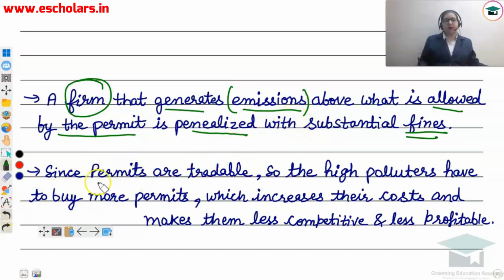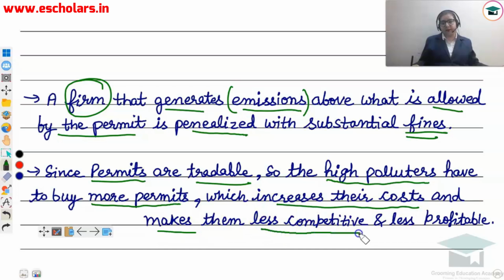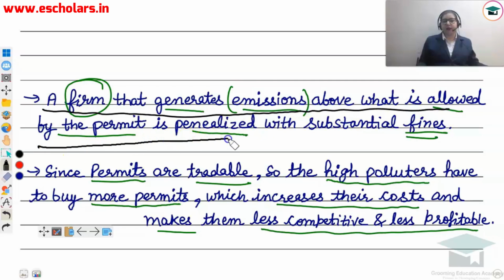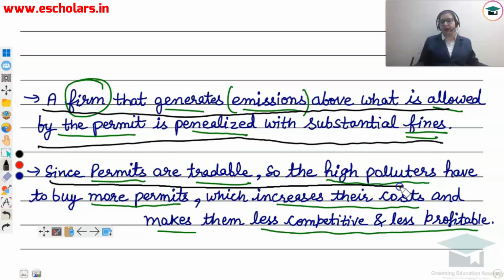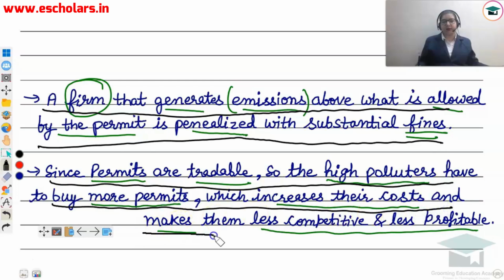Now since these permits are tradable, that is, these permits can be easily sold and purchased in the market, high polluters have to buy more permits, right? Which increases their cost and makes them less competitive and less profitable. So let's recall it. A firm that generates emissions above what is allowed by the permit is penalized with substantial fines. Since permits are tradable, the high polluters have to buy more permits, which increases their cost and makes them less competitive and less profitable.